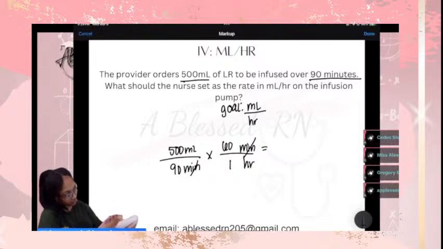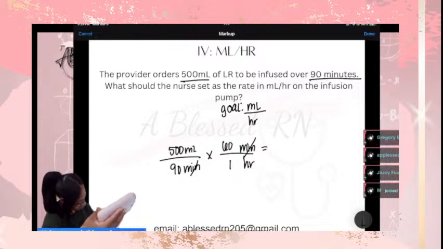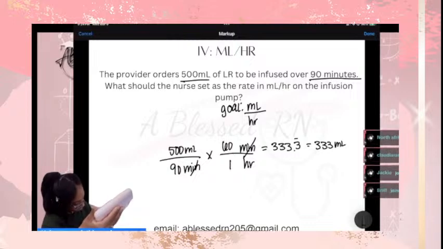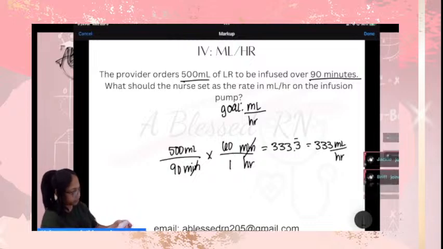So 500 times 60 divided by 90. And it's 333.3333, to the nearest whole number, 333 milliliters per hour.